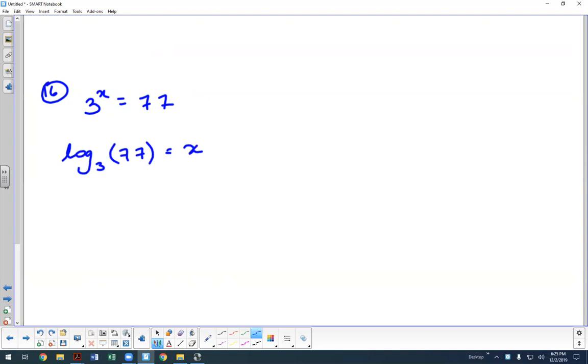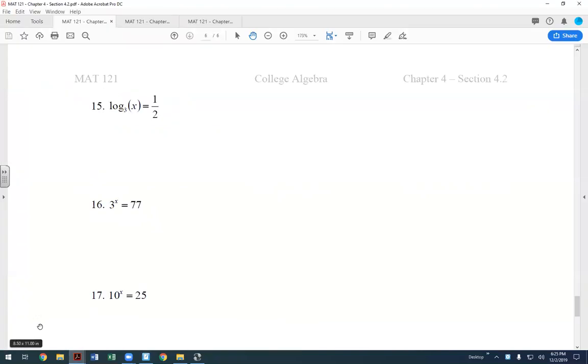Equal to x. At this point, we haven't officially talked about the base change formula. So we're actually going to leave it right at this stage. Now, I know some calculators will solve bases that are different from natural log and a common log, but we're assuming that we cannot solve this at this point, so we're going to leave this as your exact answer. If they wanted a decimal approximation, that's where a calculator answer would come into play. So this is your exact answer. Okay? What do you think is going to happen on the next one?